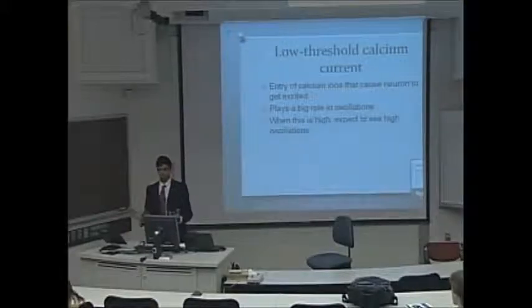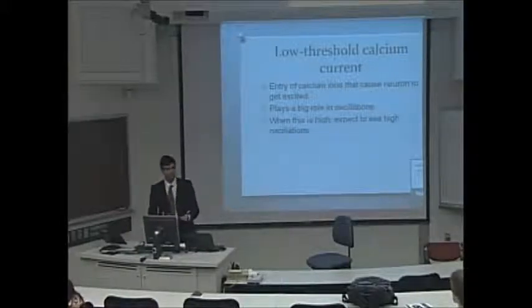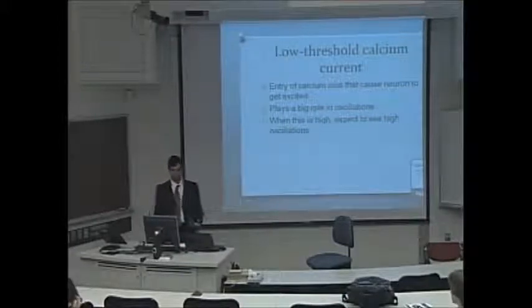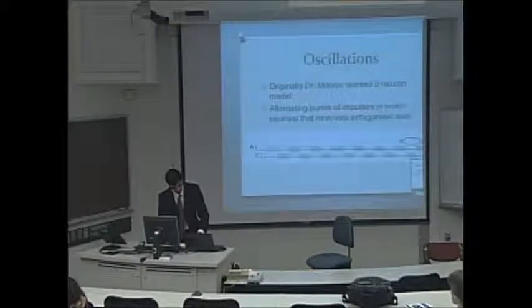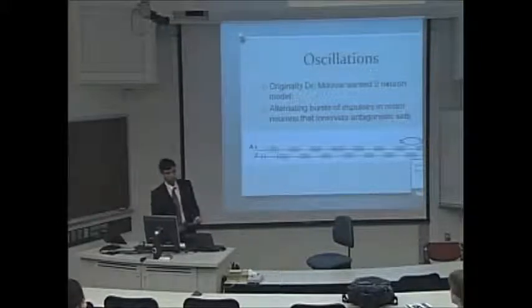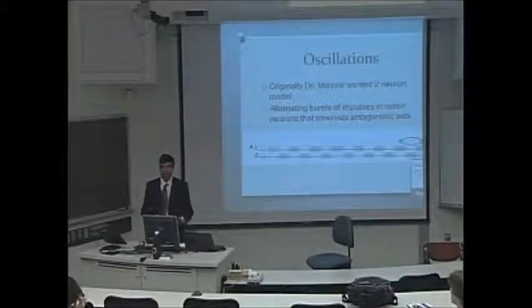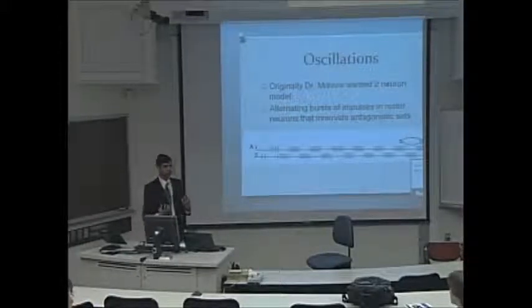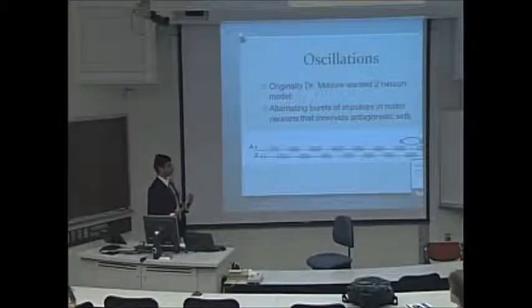And this current can be modified by parameters. When this current is high, you can expect to see high oscillations. Originally, Dr. Murr wanted a 2-neuron model, which makes a lot of assumptions and simplifies things. But we do have that for him.